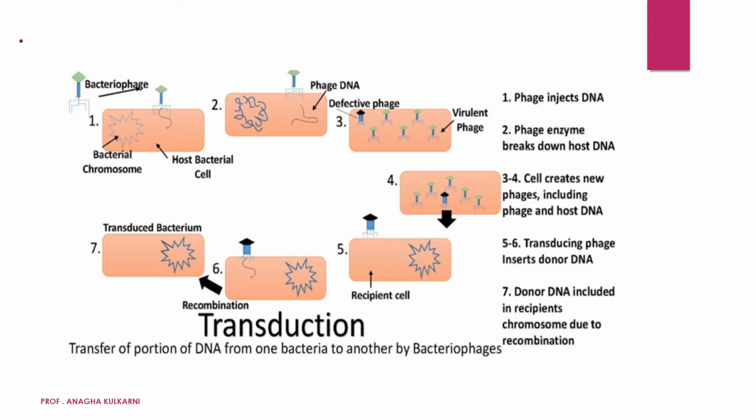In the first one, number 1, you can see the bacteriophage, that is the virus that infects the bacteria, trying to enter the bacterial cell, which has its own chromosome, right? In the second step, we find that the phage has inserted its DNA, and in the meantime, the bacterial DNA is literally being sliced.